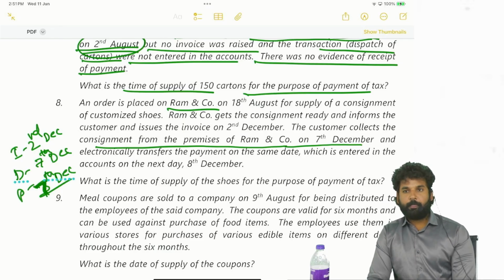Goods are 12. Forward or reverse charge? Forward charge. Forward charge 12(2). What is the provision? Date of invoice or due date of invoice? 2nd or 7th, whichever is earlier.